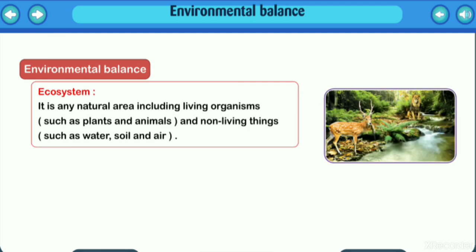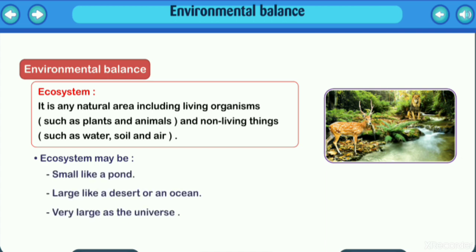Before we talk about the environmental balance, we have a concept or a definition that we should understand first. What does it mean, the word ecosystem? Ecosystem, it's any natural area including living organisms such as plants and animals, and non-living things such as water, soil, and air. The ecosystem may be small like a pond, large like a desert or an ocean, or very large as the universe. A stable ecosystem includes a relation among its components.